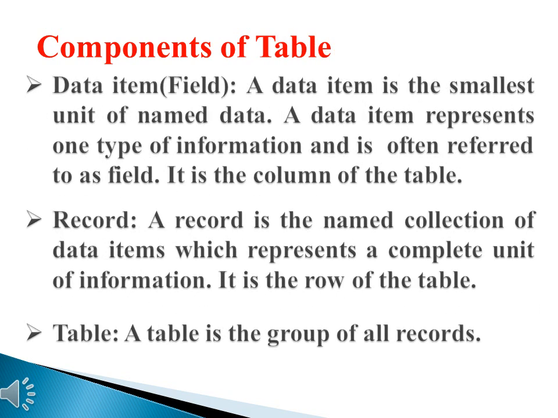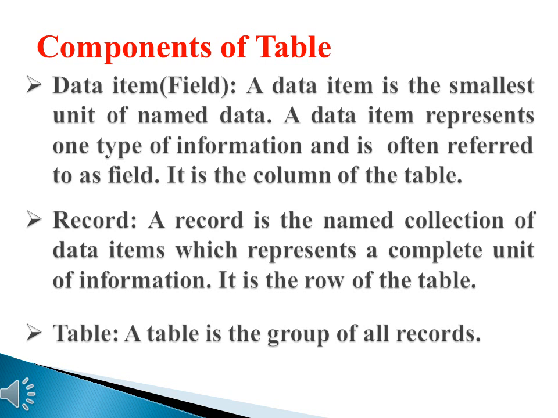Mainly in the database we will create the table. So let's discuss the different components of a table. The first one is a data item or a field. A data item is the smallest unit of named data. A data item represents one type of information and is often referred to as a field. Generally, we can say one column of the table is known as the data item or field.